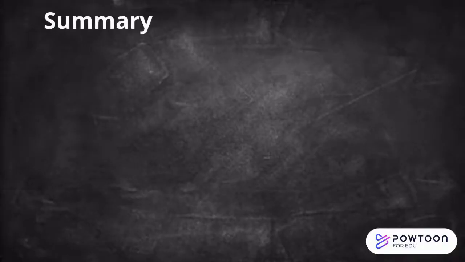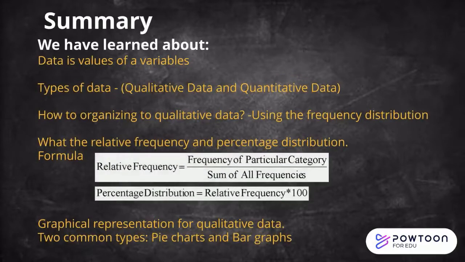Summary. What we have learned today is about data. There are two types of data, which are qualitative data and quantitative data. But this topic is more about qualitative data. How to organize the qualitative data, what is the formula, and what are the relative frequency and percentage distribution. And there are two common types of graphical representation for qualitative data, which are pie chart and bar graph.